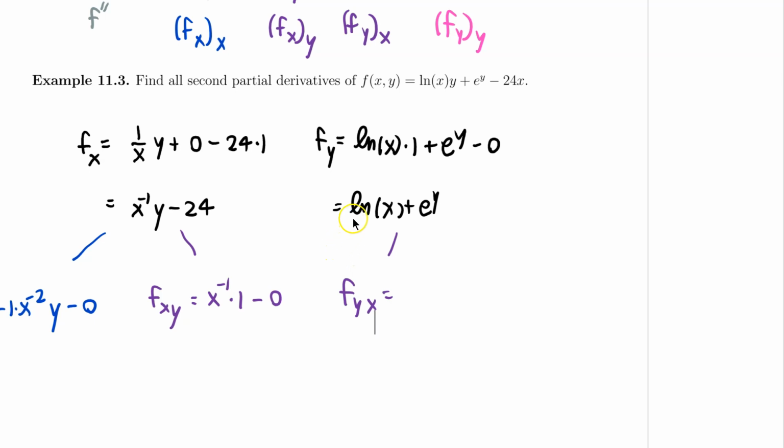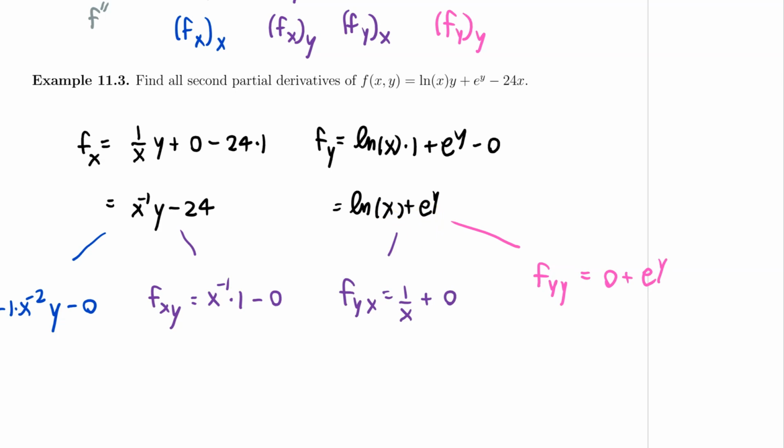Now the derivative of log of x is just 1 over x. But if I want to take the derivative of e to the y with respect to x, then this e to the y is just a number, so it becomes 0. Or I could take the derivative of this with respect to y again and get f yy. The derivative of log x in this case becomes 0, and the derivative of e to the y is the same thing, e to the y.